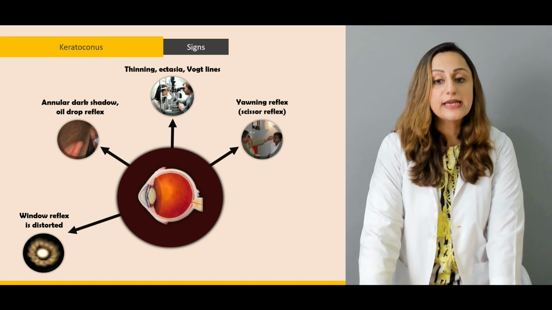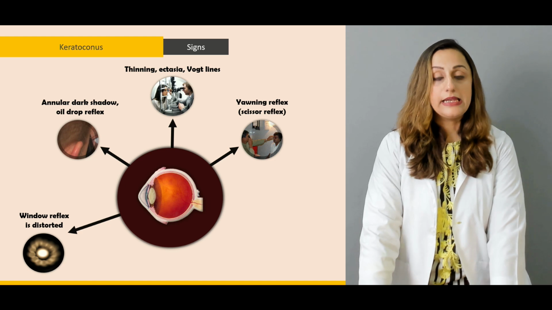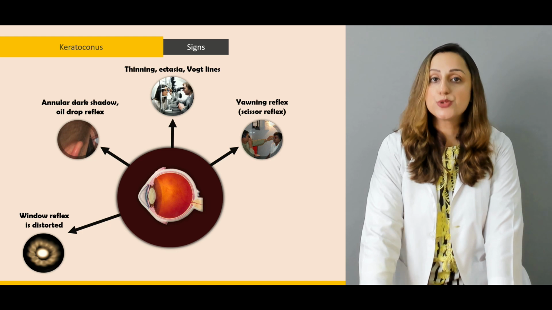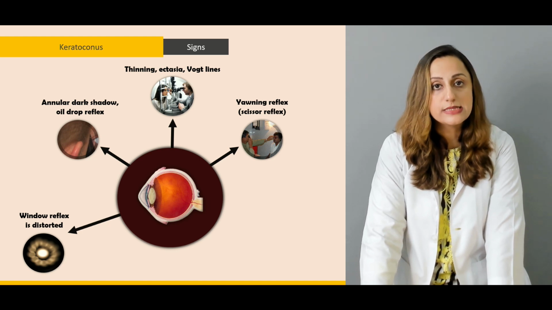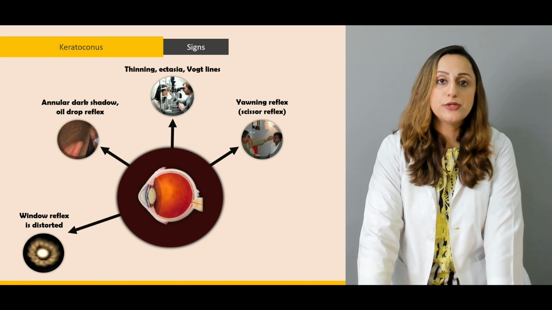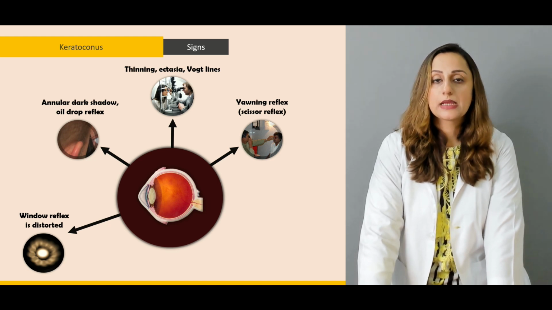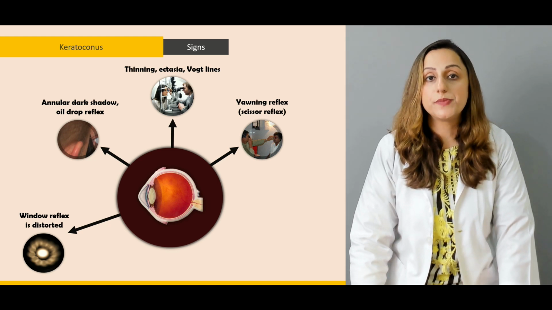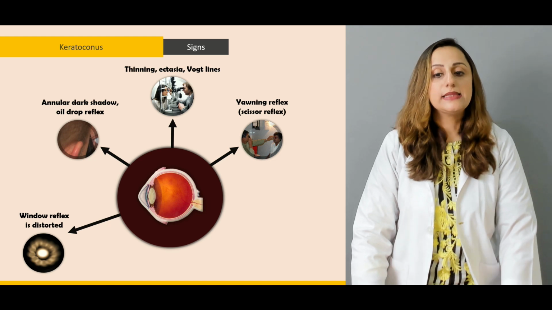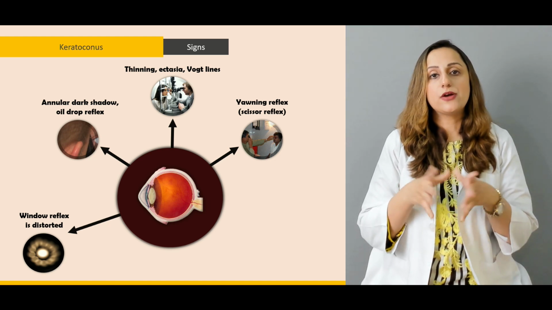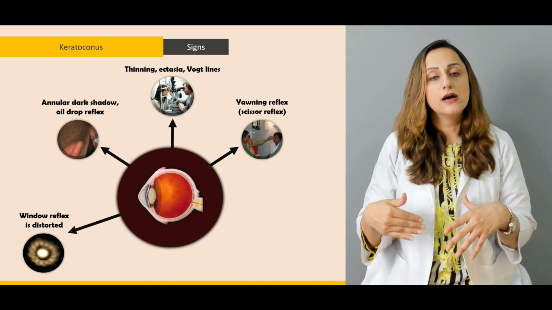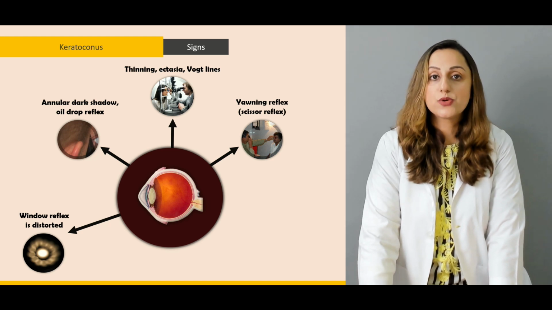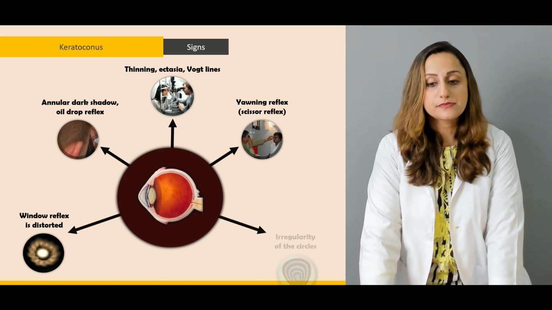And then the yawning reflex, which is also known as the scissor reflex. Now one has to remember the key factor over here, that this scissoring reflex, also termed the yawning reflex, is only seen on fundoscopy or retinoscopy of the individuals. So when you observe the retina through a direct ophthalmoscopy technique, only then you can observe this motion of a pair of scissors at the back of the eye on the retina, which is related to the diagnosis of keratoconus as well.